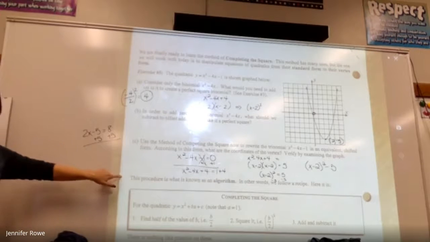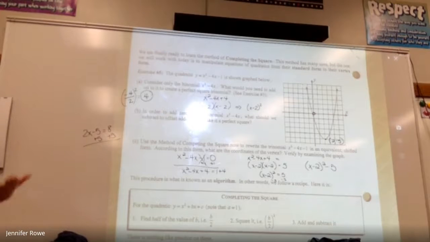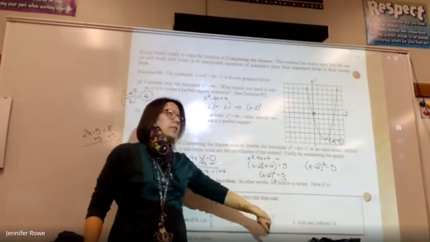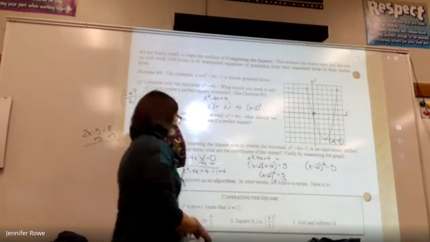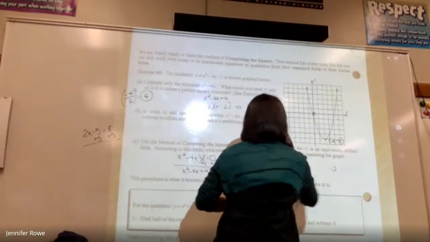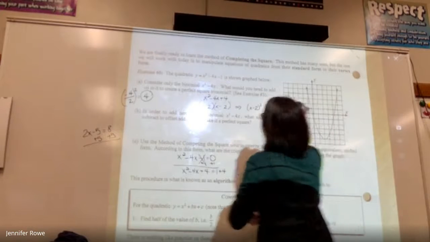This procedure is what is known as an algorithm. In other words, there is a certain set of steps that we follow. There's a certain recipe that we follow: half of the value of B, square it, and then add and subtract it to both sides. Okay, let me get rid of this. Let's slide it up and let's do some practice so that we can get you comfortable with it.